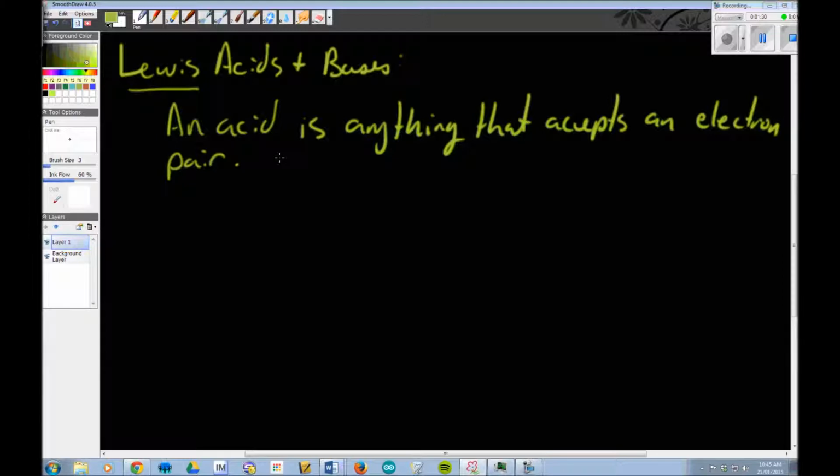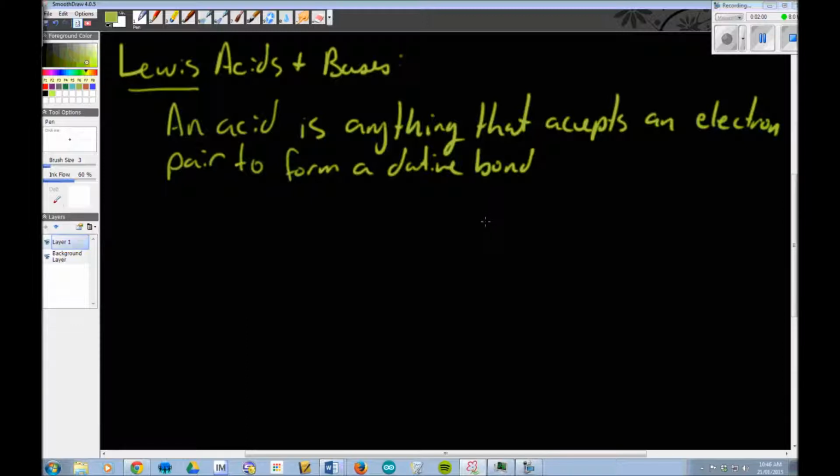Okay, anyway, an acid is anything that accepts an electron pair to form a dative bond. What's a dative bond? It's actually where both the electrons in a bond come from one species.